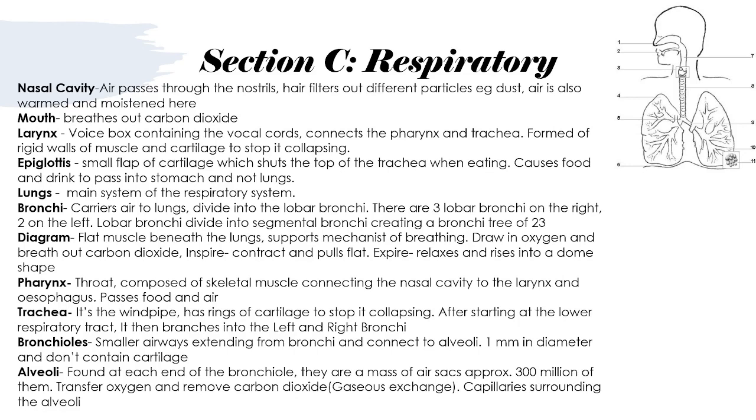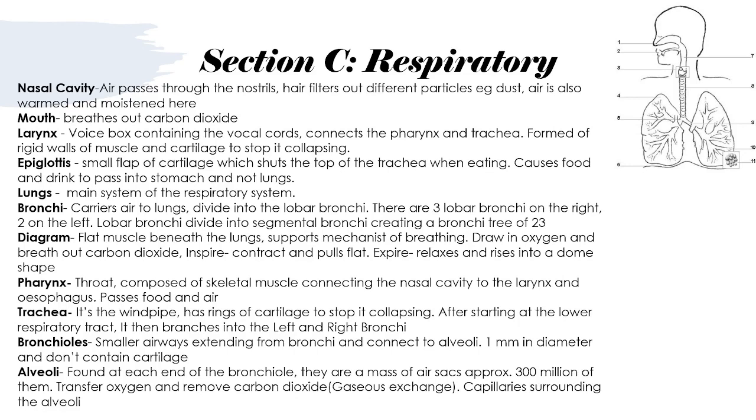Epiglottis is a small flap of cartilage which shuts the top of the trachea when we're eating, so we don't basically engulf food and drink into our lungs instead of going to our stomach. Lungs are obviously the main part of the respiratory system. Bronchi carry air to the lungs and then divide it into the separate lobar bronchi on the right and the left. There's 3 on the right, 2 on the left. Basically, that's how those work.